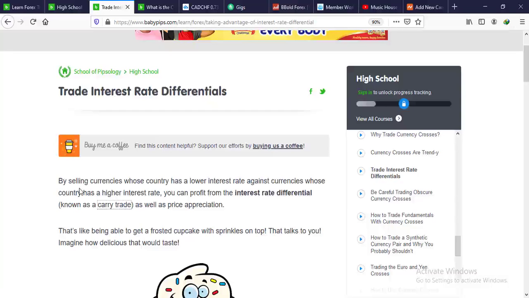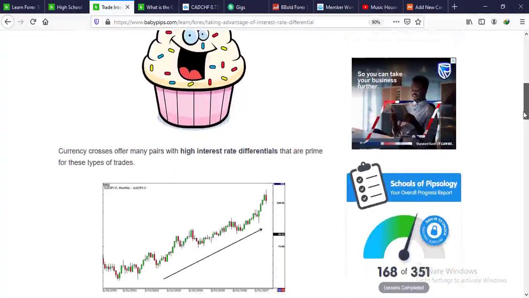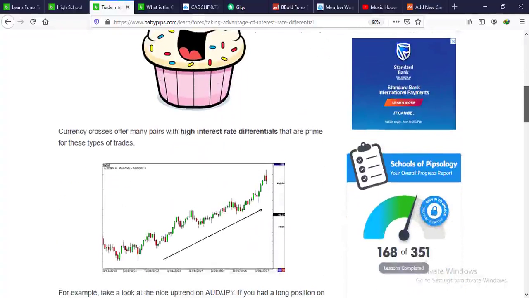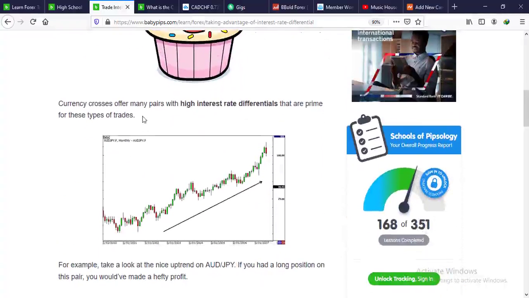So what is it about trade interest rate differentials? By selling currencies whose country has a lower interest rate against currencies whose country has a higher interest rate, you can profit from the interest rate differential, known as carry trade, as well as price appreciation. So that would be wonderful, right? It's like eating a cake that has sprinkles on top of it. It's very, very delicious.